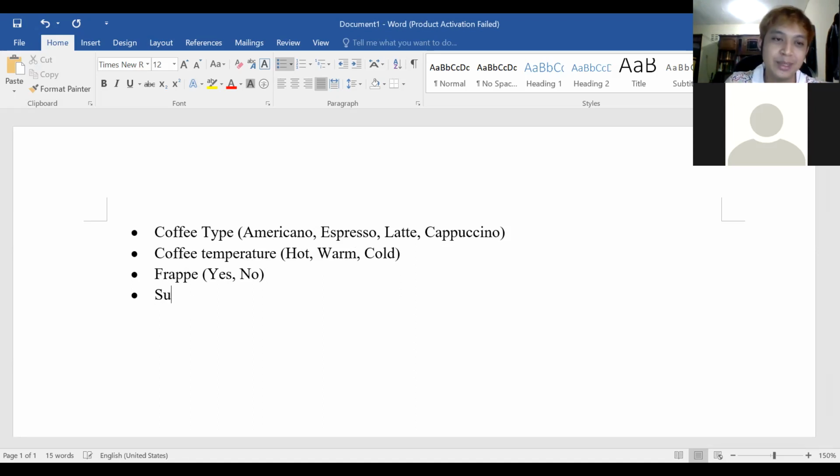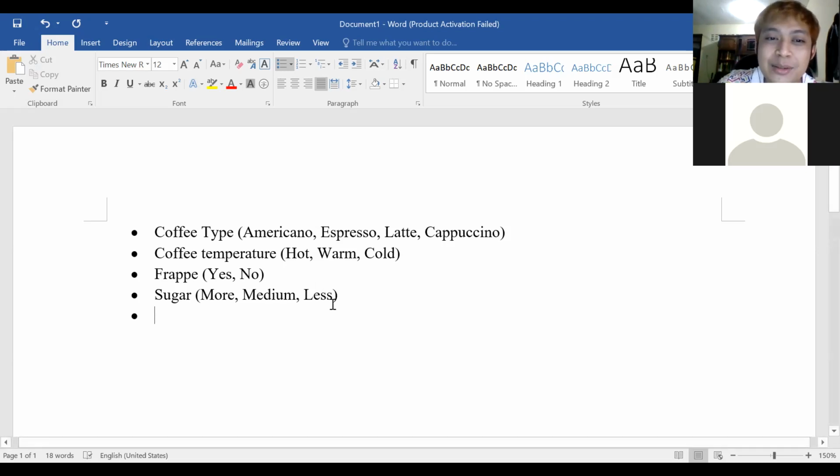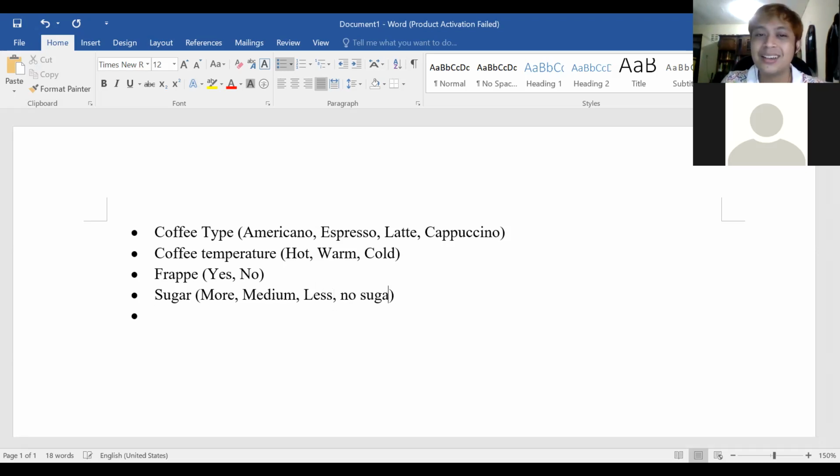Sugar. Sugar, we can control it, right? Yes, we can control it. How is it? More, less, medium, like that. Medium and less. You like this one? More, medium, less, or no sugar? More, medium, less, and then no sugar, like this.